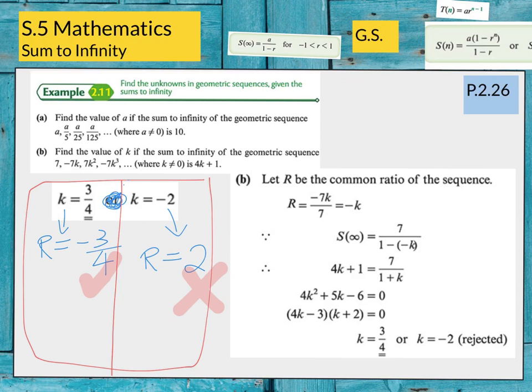But sometimes we may have more than one possible solution. So please pay attention when you are asked to find out. We must check the range of R every time. This is the most important point. So these are the calculations for sum to infinity.